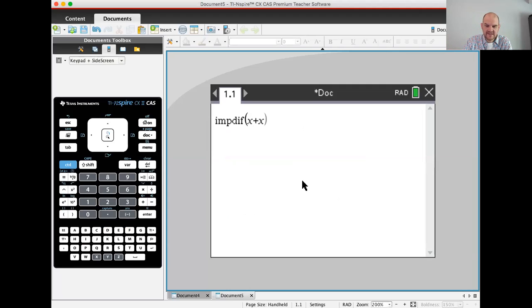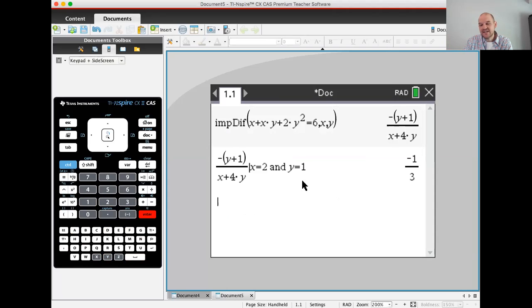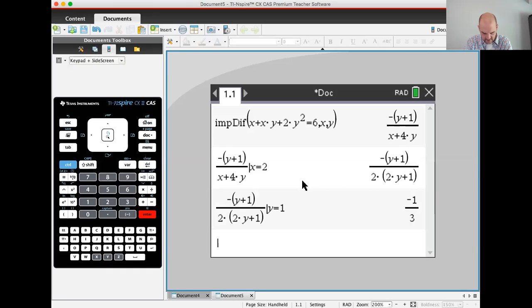x plus xy, not optional, plus 2y squared equals 6, comma x, comma y. So this will give us our first derivative. Let's do such that x equals 2 and y equals 1. We get this. It's actually easier, by the way, when you're doing it by hand on the handheld, to do such that x equals 2 and then do such that y equals 1. I think it's faster than typing, but it's up to you. So I think we got the correct tangent line.